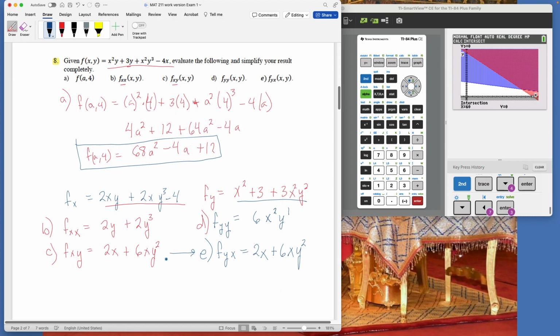And what you see is that C and E are identical, the same. They're equal. And this will always occur. So it's a good way to check the derivatives, and you'll see that those parts are always the same. So that is question number 8.